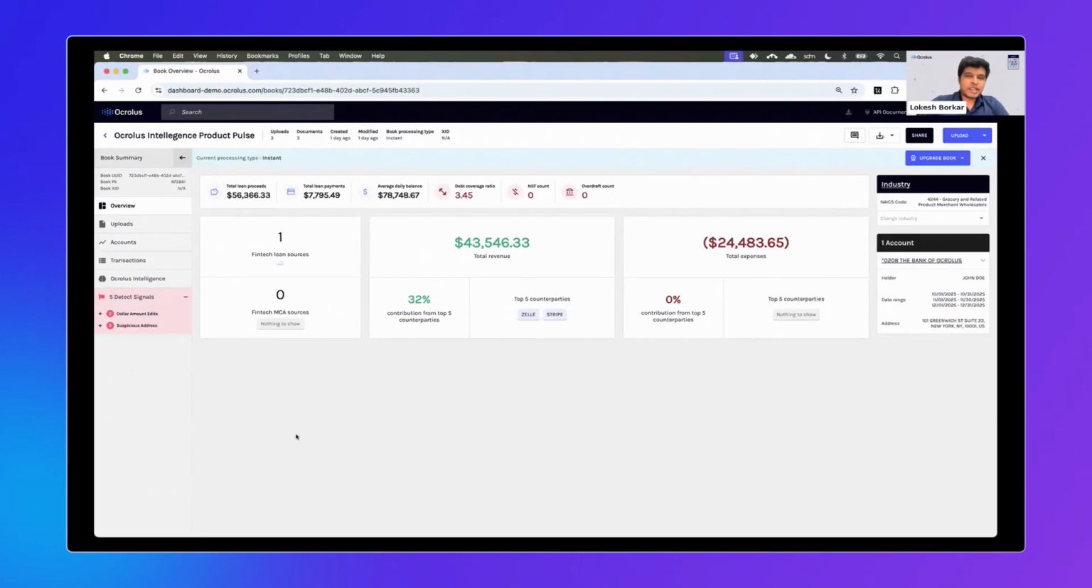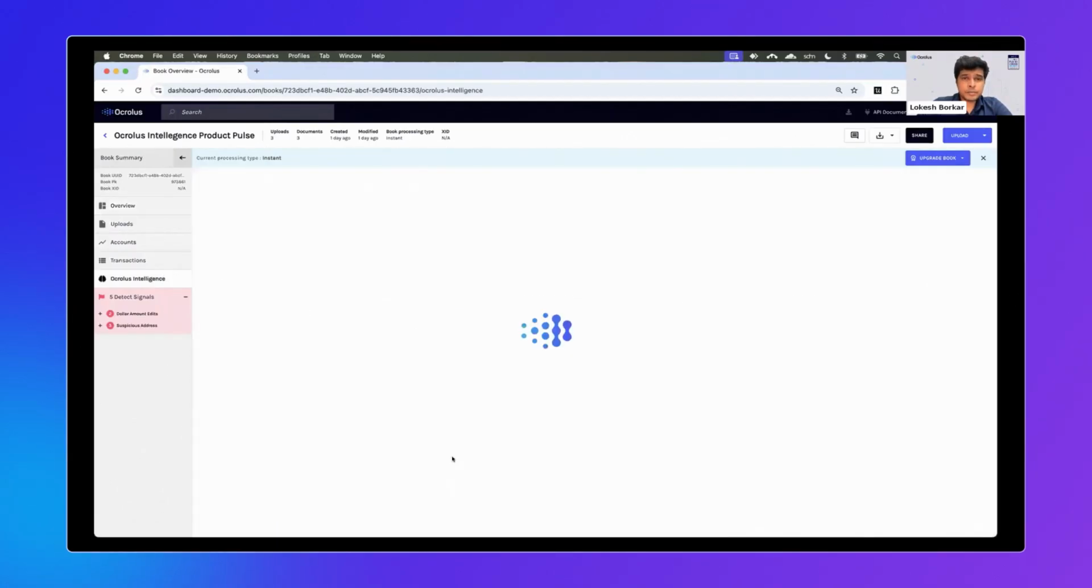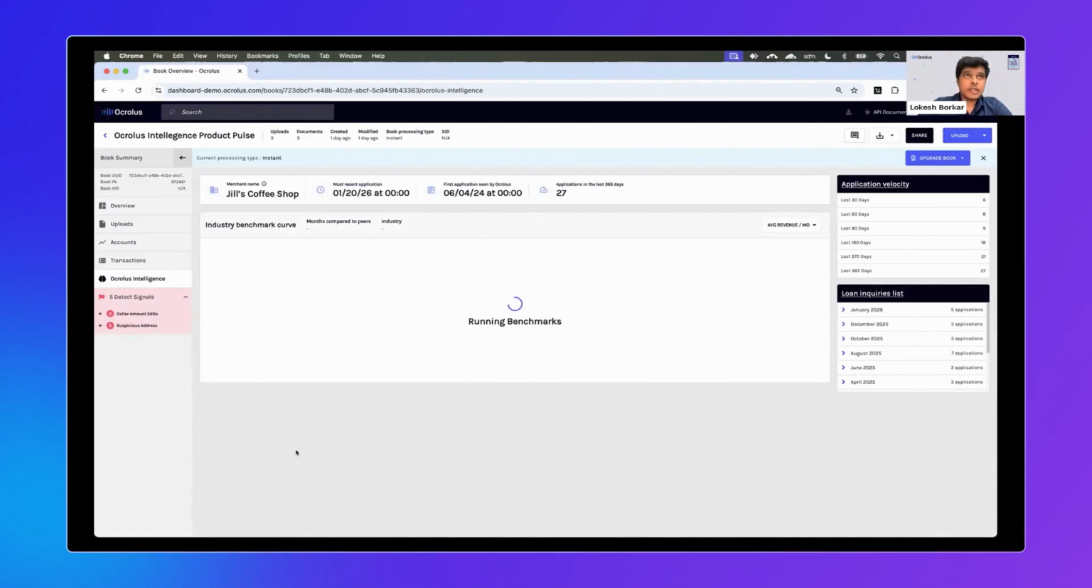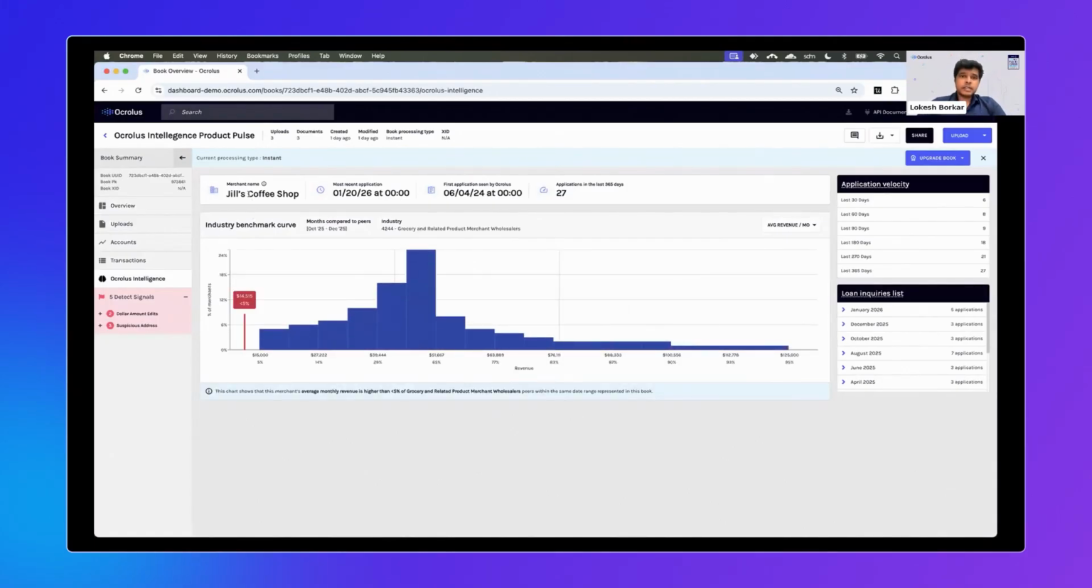Let me show you what it looks like in demo book. We can see both the products under the Ocrolus Intelligence tab in the book. I'll start off with loan inquiries. So for this, basically, an underwriter can immediately see when this merchant was first seen, right? Which can be looked at as a vintage in lending activity, how recently they have applied, and also see how application activity is trending over time, right? The velocity view makes it easier to spot changes.